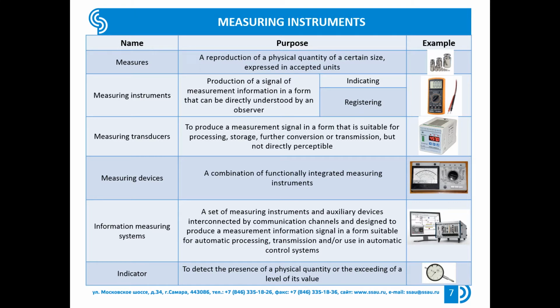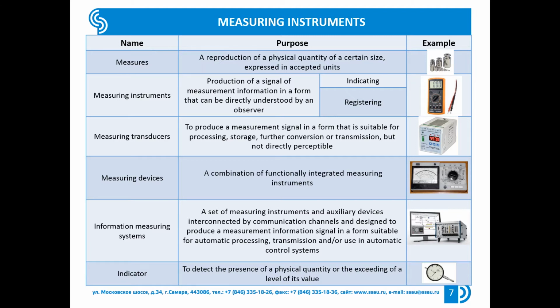A measuring device installation is a combination of functionally integrated measuring instruments and auxiliary devices designed to produce a measurement information signal in a form that can be directly perceived by an observer. An information measuring system is a set of measuring instruments and auxiliary devices interconnected by communication channels and designed to produce a measurement information signal in a form suitable for automatic processing, transmission and/or use in automatic control systems.